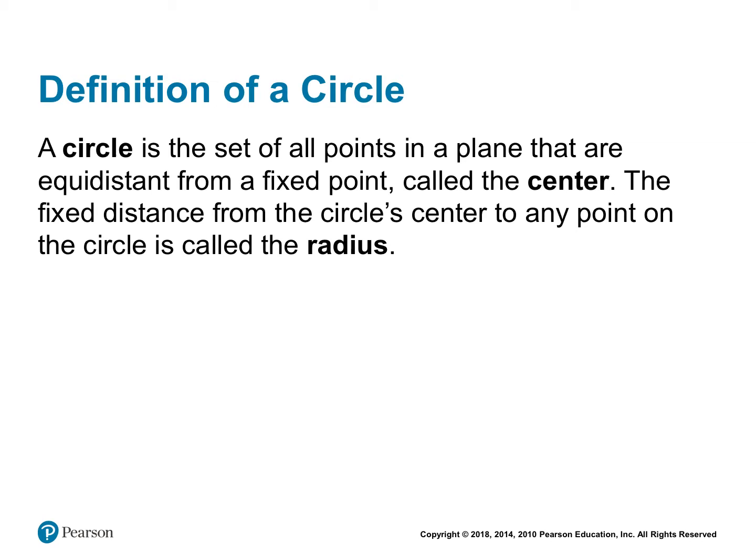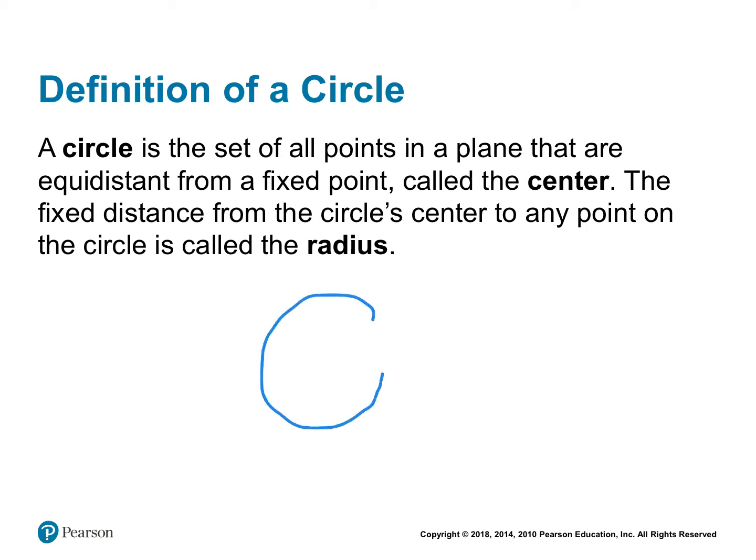Okay, now we're going to talk about circles. So definition of a circle, you've probably been talking about circles ever since you were little. A circle is the set of all points in a plane that are equidistant or equal in distance from a fixed point called the center of the circle. The fixed distance from the circle center to any point on the circle is called the radius.